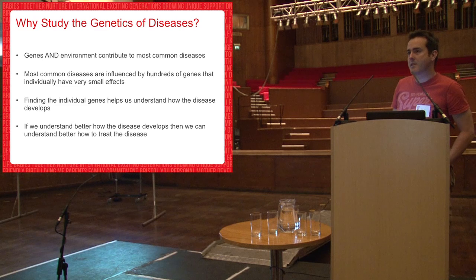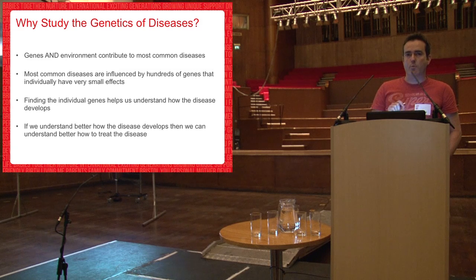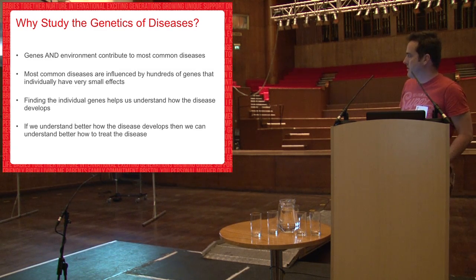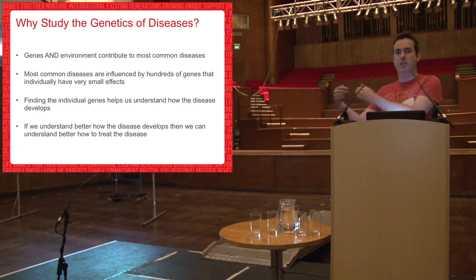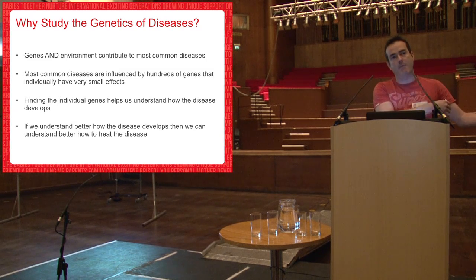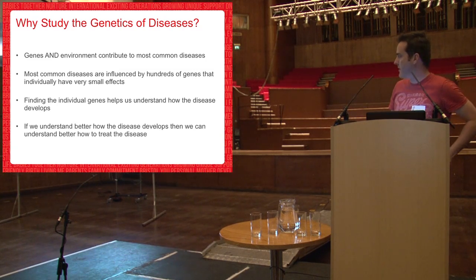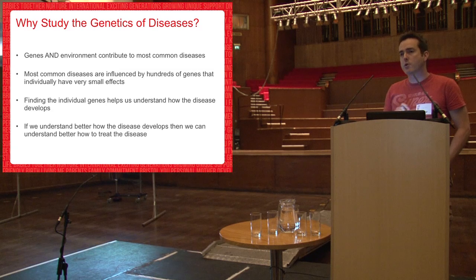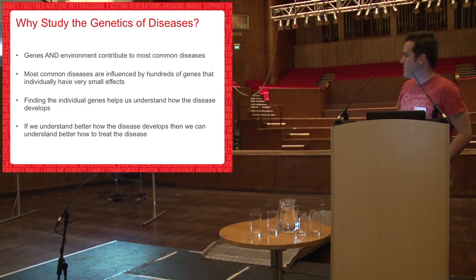So to just summarize what Lavinia was saying, for most of the diseases that we're interested in looking at, the common diseases that a lot of the population have, genes and environment are important. They're not just genetic diseases, or just caused by the environment, they're caused by a combination of the two. And for most of these diseases, they're influenced not by just 1 or 2 genes, but literally by hundreds of genes across the genome.